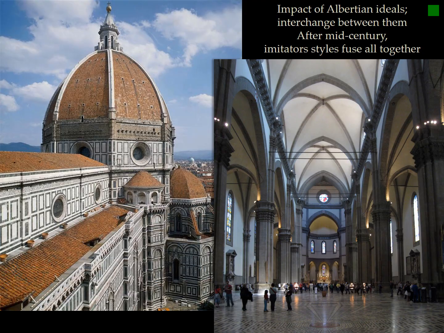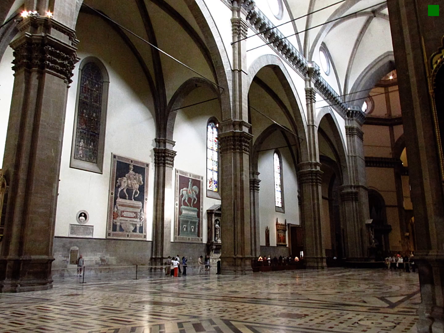Turning to the Cathedral of Florence, we see the impact finally of Albertian ideals of integrating figures within space, and this interchange between them. After the mid-century, we see that many of these imitators of the styles we've been discussing fuse them all together. Here, off to the left side of the main nave in the Florentine Cathedral, or Duomo, we have two equestrian monuments that are painted as though they are fictive sculptures on the wall.